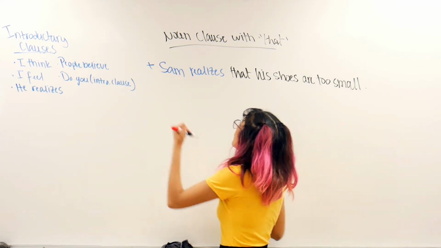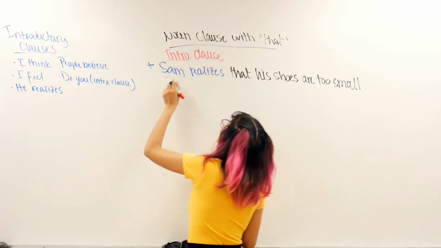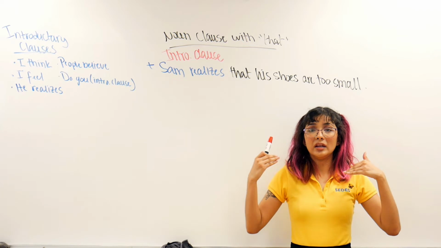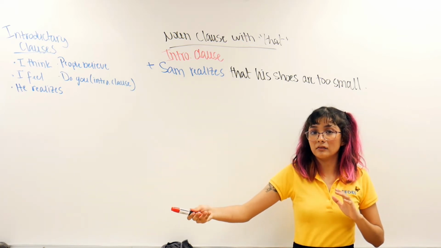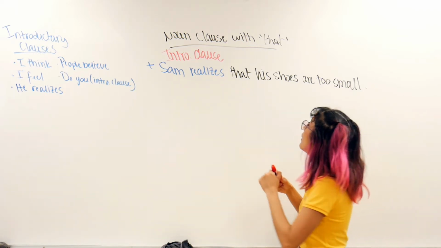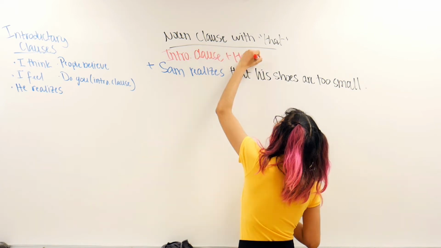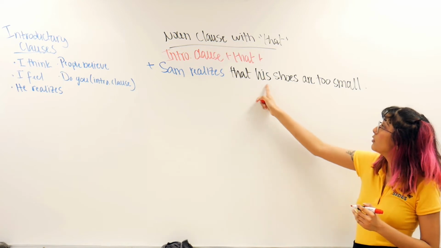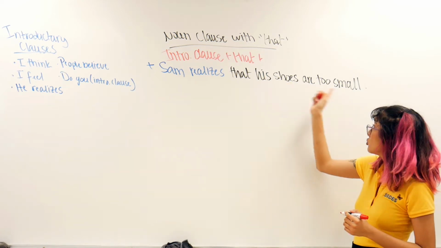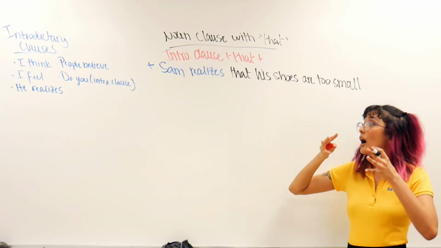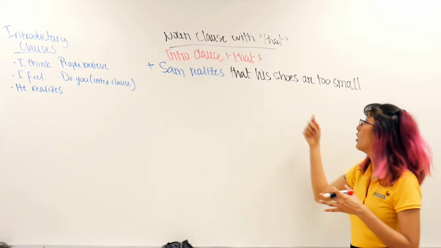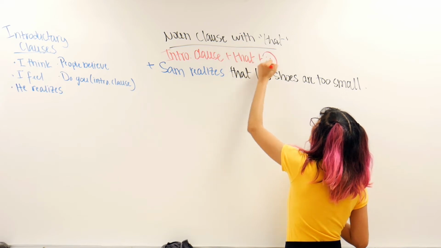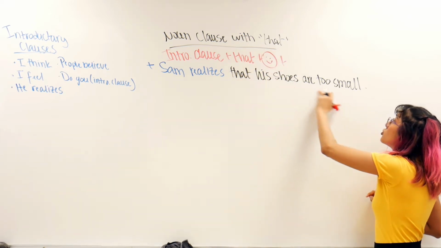Here we had our introductory clause. This is my introductory clause because I am introducing the idea, the thought. This is all happening when we explain ourselves. I then have my word, that, and here, am I talking about him, like his, or the shoes? I'm talking about the shoes. I'm not saying he is small. I'm saying that his shoes are small. So here I have my possessive his, my subject, and now we're talking about shoes are too small.